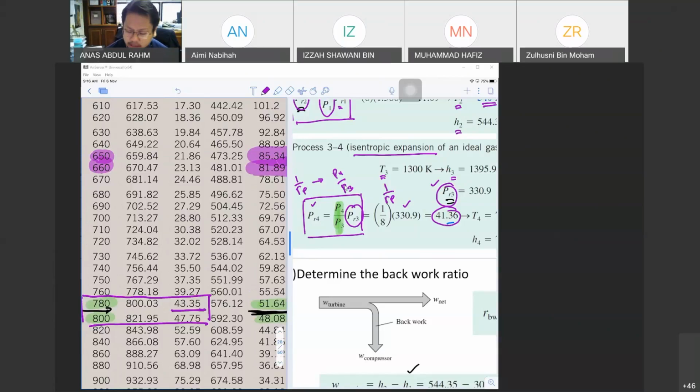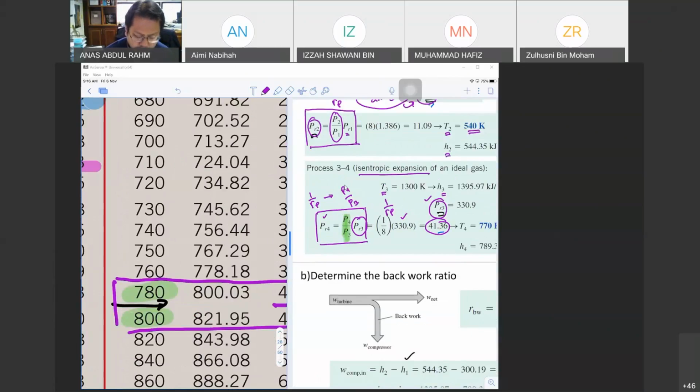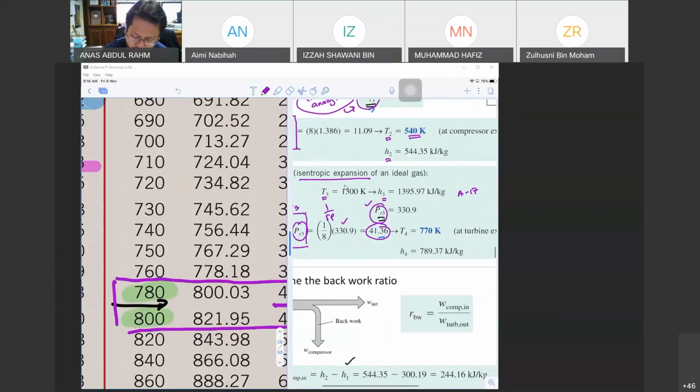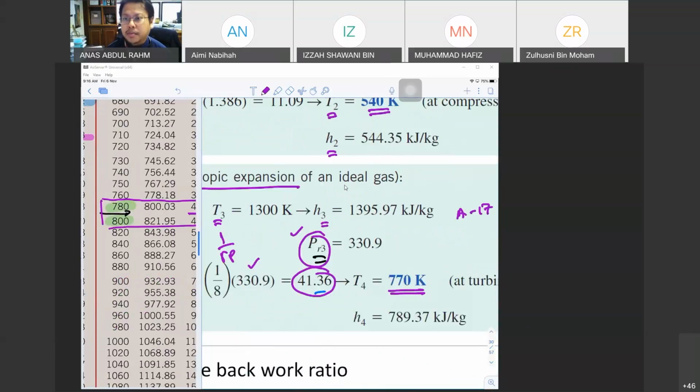Okay? So when you interpolate, your temperature should be between 780 and 800. Betul tak? So you tengok sini, your answer is 770, which is in between 780 and 800. So see, if you want to use exact analysis, you basically involve additional steps. So you have to use interpolation, not just once, really twice or at least 3 or 4 times along the way. But in return, it gives you a more detailed or exact value.